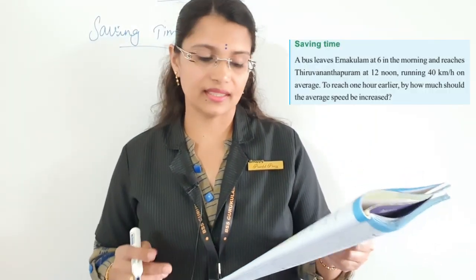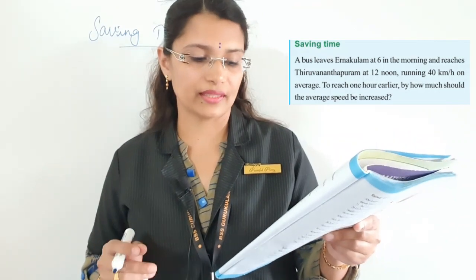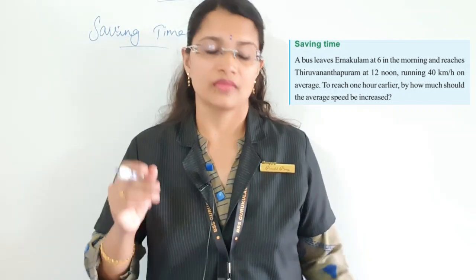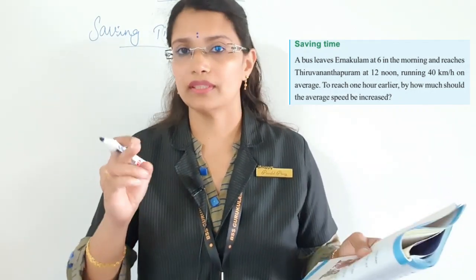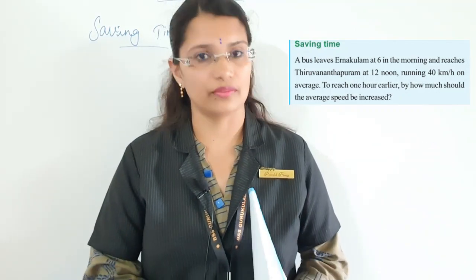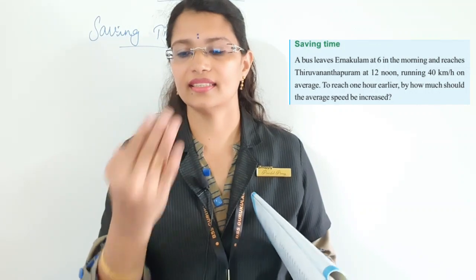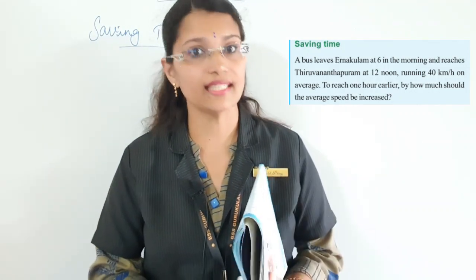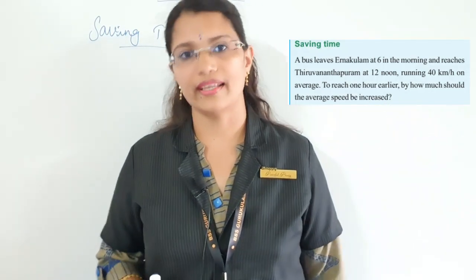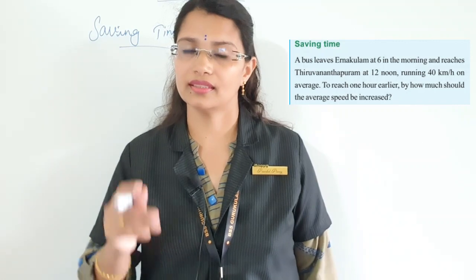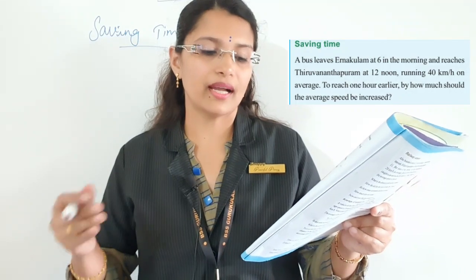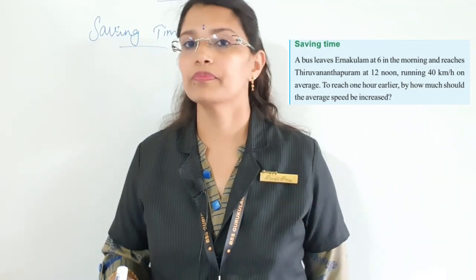That page number 100 itself, one question is there. A bus leaves Ernakulam at 6 in the morning and reaches Thiruvananthapuram at 12 noon. Bus leaves Ernakulam at 6 a.m. and reaches there at 12 noon. So after 6, 7, 8, 9, 10, 11, 12, total 6 hours. Then running 40 kilometer per hour on average. So what is the average speed of the bus? It is 40 kilometer per hour. To reach 1 hour earlier, by how much should the average speed be increased?